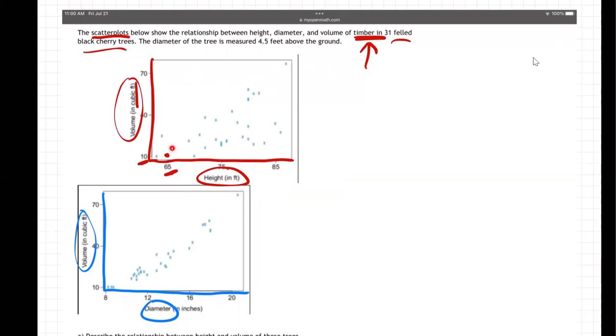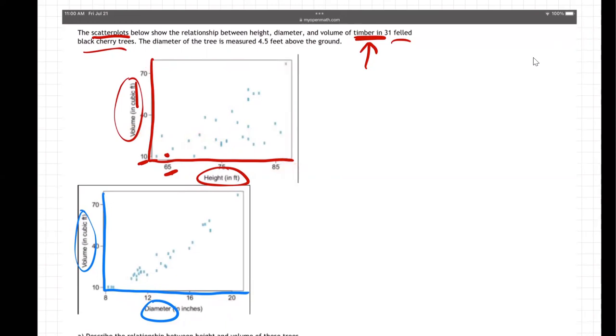And all these little dots represent the 31 black cherry trees. I'm just honing in on one dot. Each dot tells you how tall the tree was and how much timber it produced. As you go to the right, further and further, the tree was taller and taller. Like this tree right here was 85 feet tall, really tall, but the timber level is maybe 30 cubic feet of timber. That's how much timber you got out of it. Whereas this one up here is maybe 90 feet tall, and it produced a lot of timber, over 70 cubic feet of timber. So you see the dots.